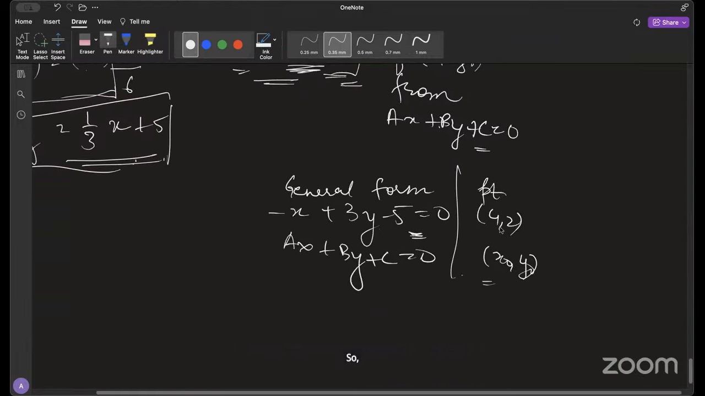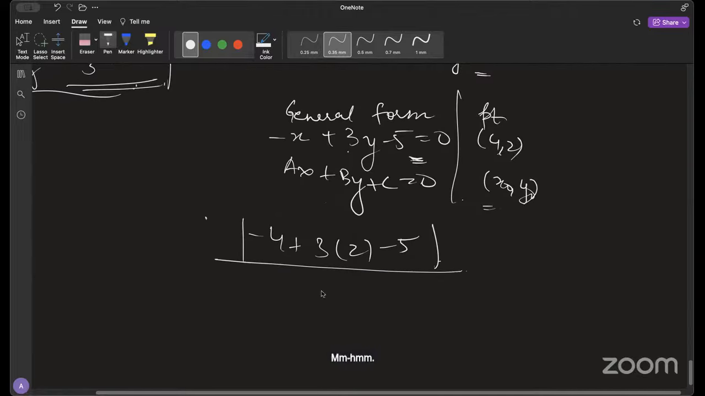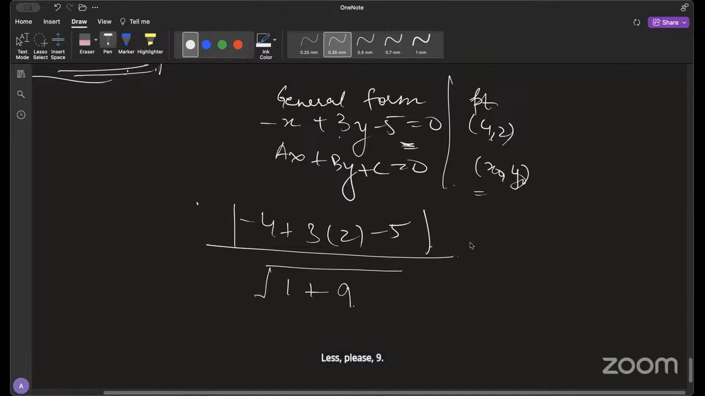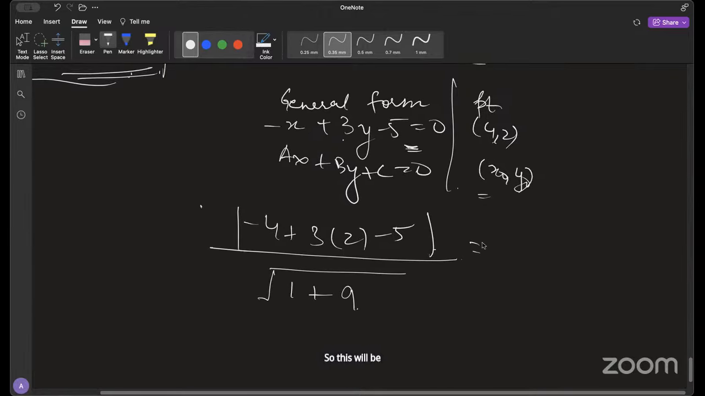So first, what you do is you put this point in this equation. So you'll put -4 plus 3, 2, -5. And then you take the mod of this. And then you divide this whole thing by the square root of a square plus b square. A square is 1 and b square is 9. So this will be -4, 6, -5, 9, and -3. So it will just be 3, right? Yeah. This will be it then.